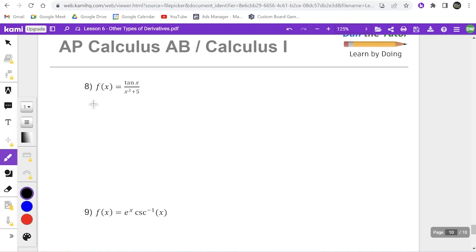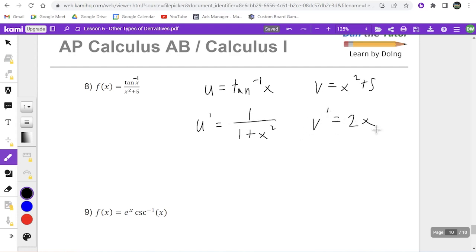Number 8, it looks like we have a quotient rule. Once again, I have tangent x over x squared plus 5. It's supposed to be arctangent. So number 8, we have arctangent of x divided by x squared plus 5. This is a quotient rule. So it's just going to be u equals arctangent x. V is x squared plus 5. U prime is the arctangent derivative, so 1 over 1 plus x squared. Technically, you can write 1 over x squared plus 1 if you really want to. That's the same thing. And then v prime is just 2x.